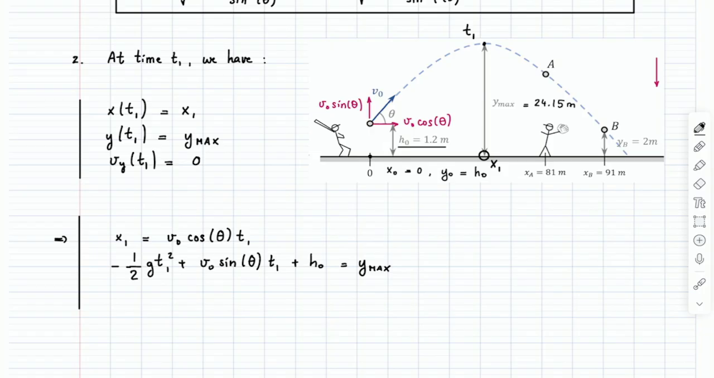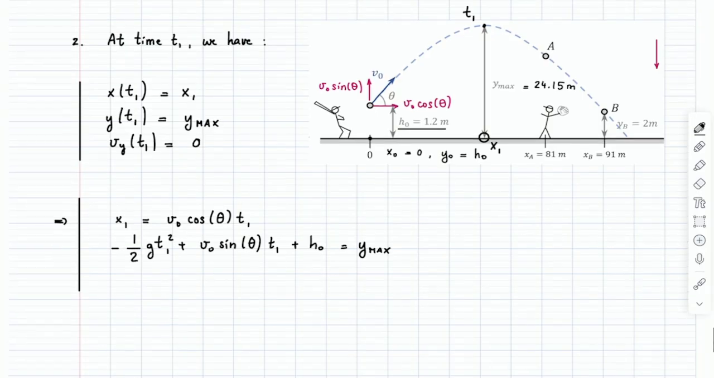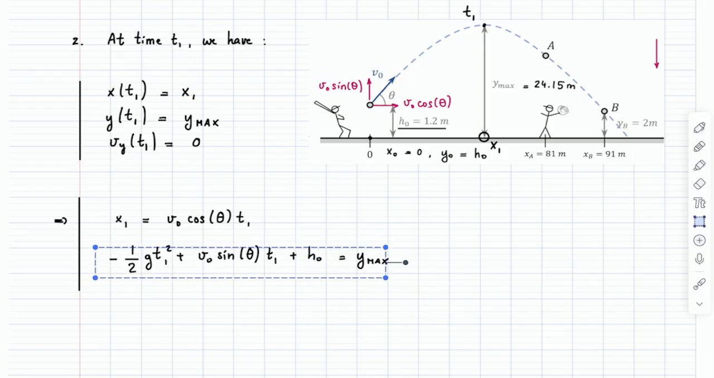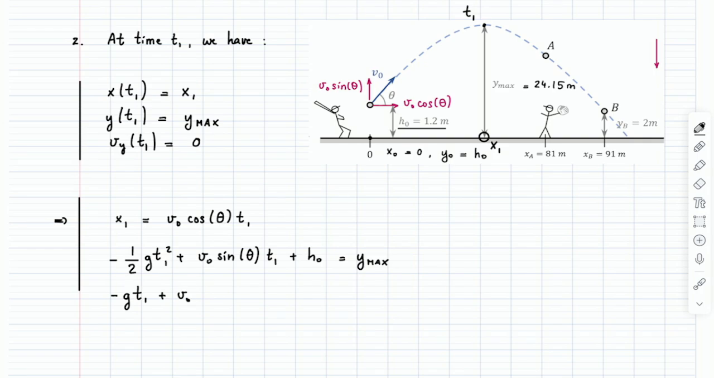Okay, but fine, the only unknown is actually t1, because I know v0, I know theta, I know g, I know h0, I know everything. So I can solve for t1. The price I must pay to solve for t1 is to solve this quadratic. Okay, but then the third equation is vy of t1 is equal to 0. And that's simply minus g t1 plus v0 sine theta is equal to 0.